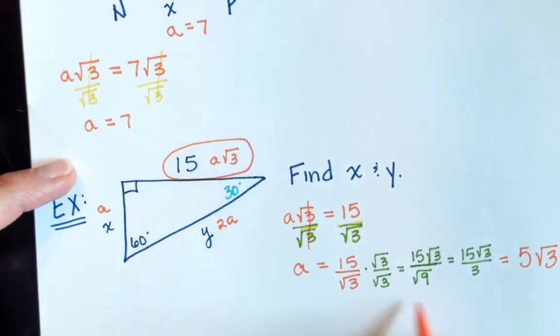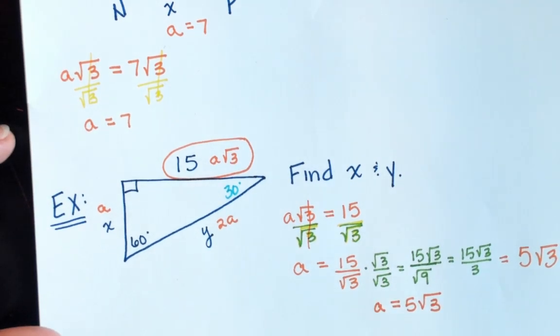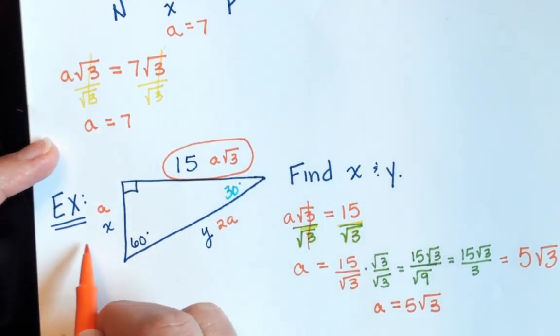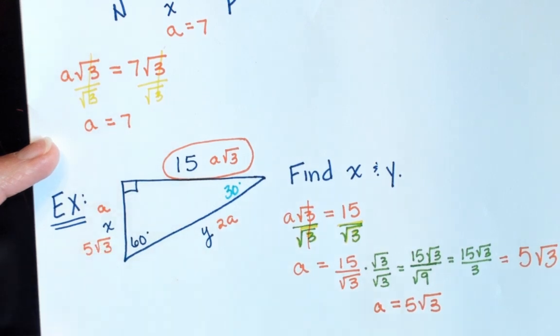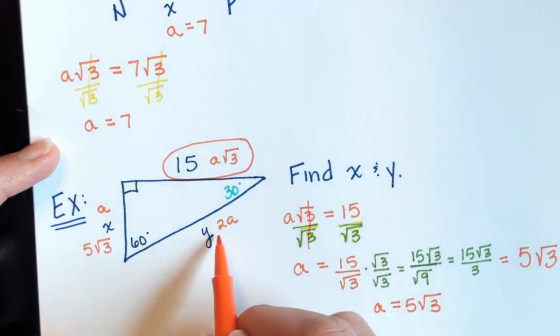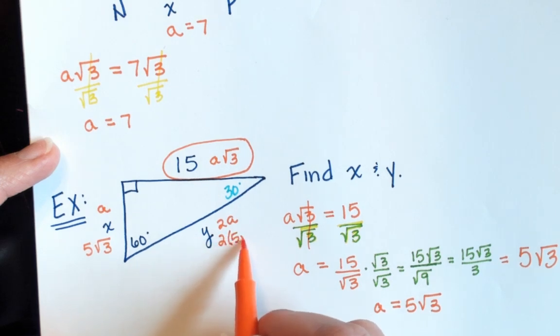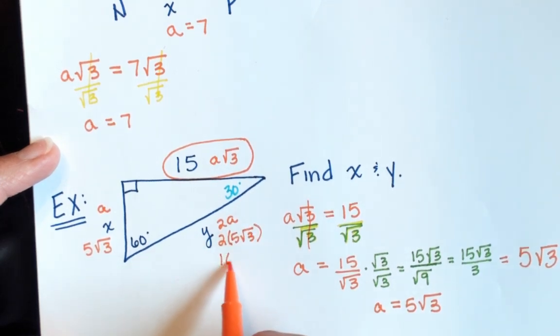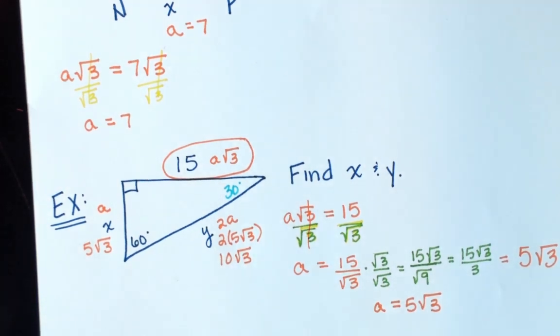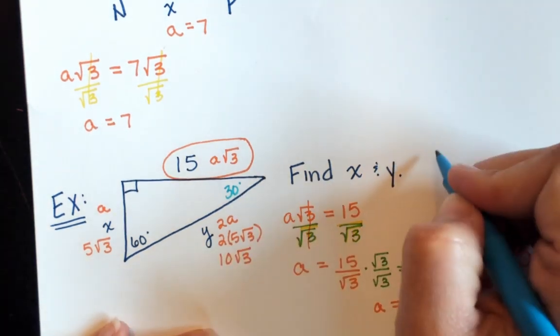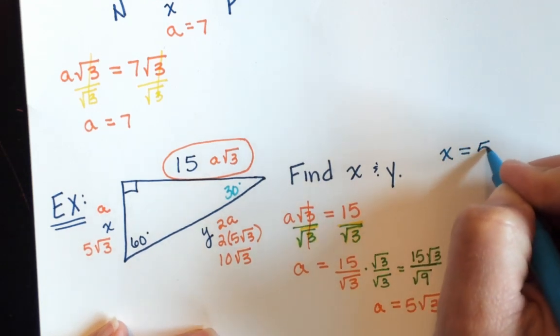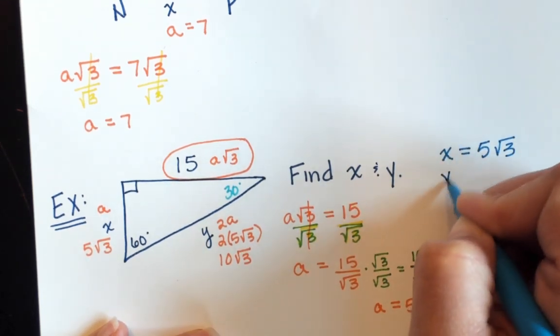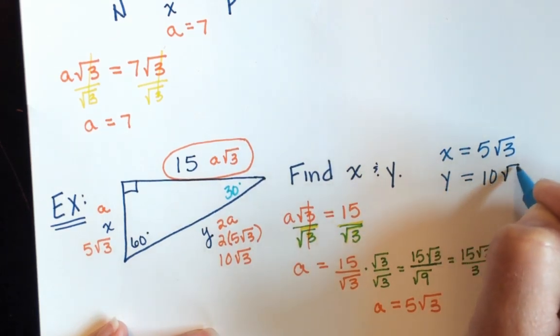So all this work is to say that A is 5 radical 3, which means I now know this side is 5 radical 3. And I know this side is 2 times 5 radical 3, or 10 radical 3. So when we write our final answer, x is 5 radical 3 and y is 10 radical 3.